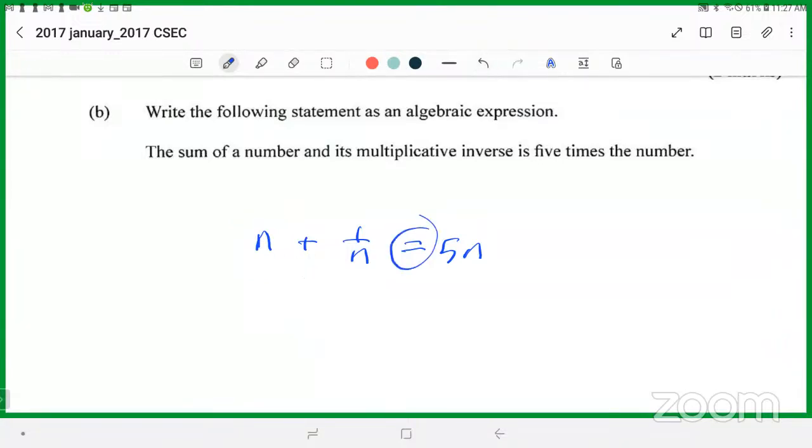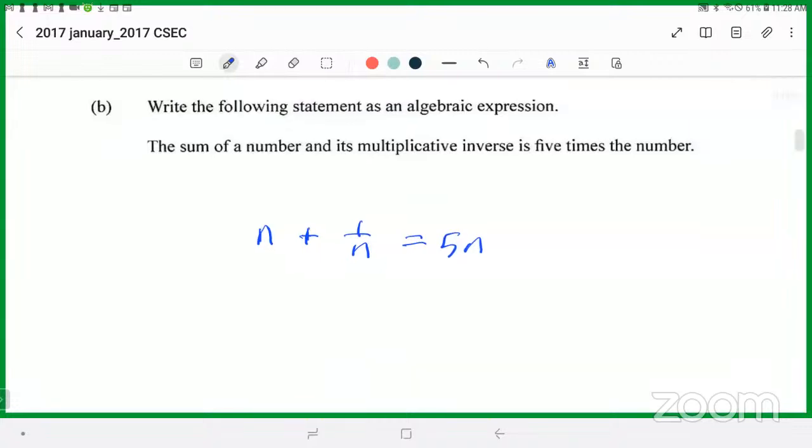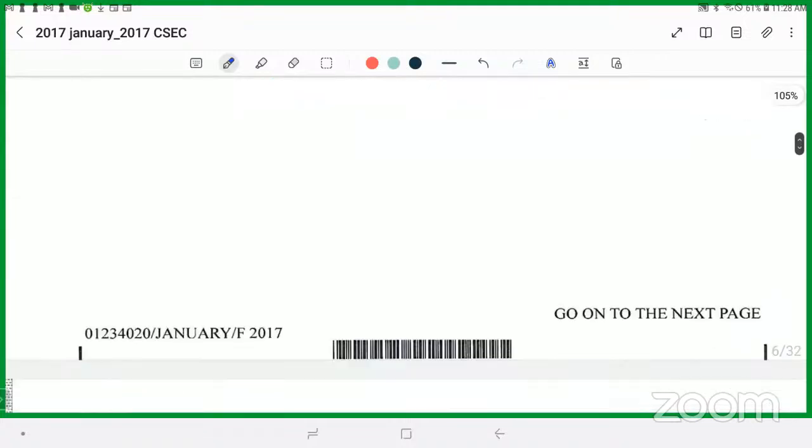Is means equals. 5 times the number is 5n. So if you use x instead of n, no problem as a number, right? So you could write x plus 1/x equals 5x. Same thing. Anything you use for the n, any letter you choose to use, no problem. But that is it. All right, that finishes that one. Next one.